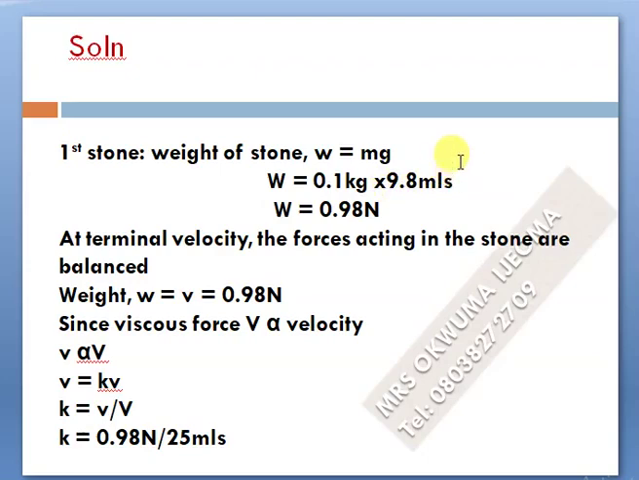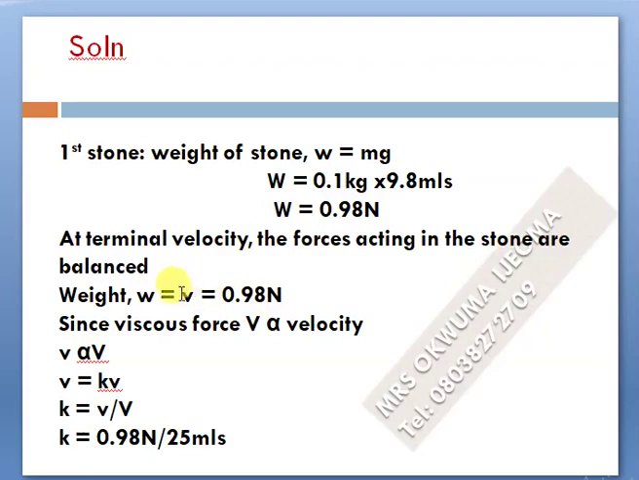Meter per second square. So the weight of this stone will give us 0.98 Newton. Now remember, we said that at terminal velocity, the forces acting on the stone are balanced, right? So at terminal velocity, the force acting on the stone will be equal to the weight of the stone. Remember that the viscous force will be equal to the weight of the stone. So at that terminal velocity, W will be equal to what?